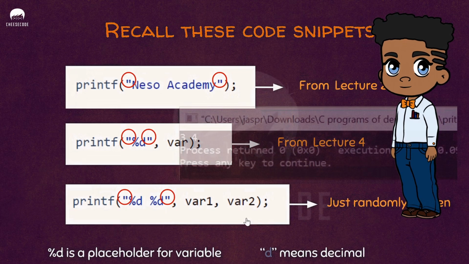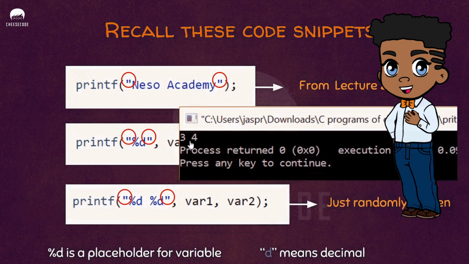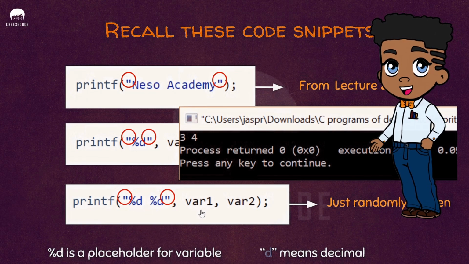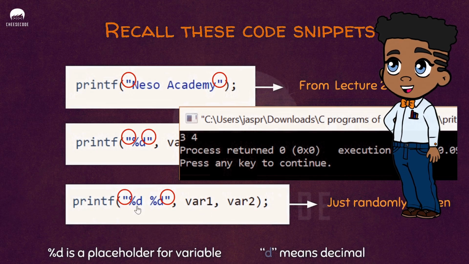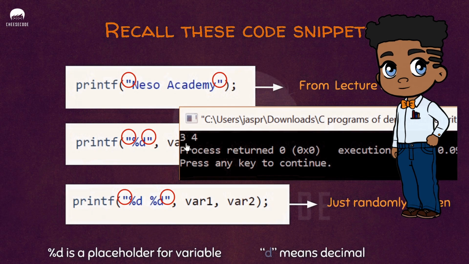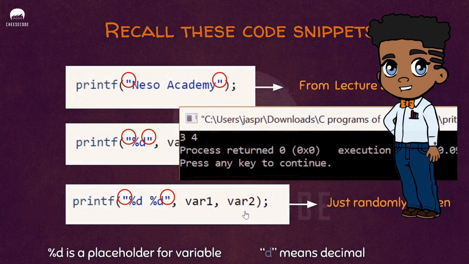It's like this. 3, 4, with the blank space in between. Because in the place of these placeholders, you are putting the variables' values. As variable 1 is equal to 3, so instead of this %d, you will be having 3 over here. And instead of this %d, you will be having 4 over there, which is the value of variable 2.